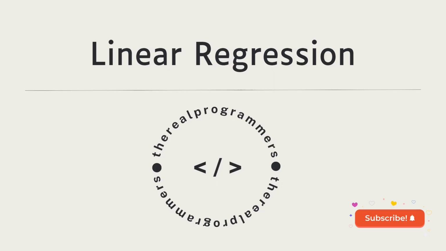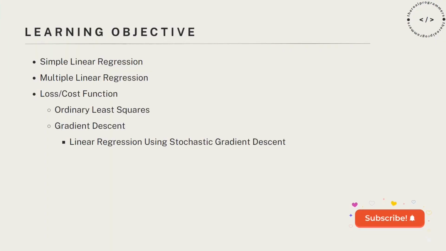In this video, I'm going to talk about linear regression. I will talk about simple linear regression, multiple linear regression, and the loss function, which is also called the cost function. Then I will cover the two most commonly used methods for optimizing cost functions. The first one is the ordinary least squares method and the second one is gradient descent. I will also go through another variant of gradient descent, which is stochastic gradient descent.